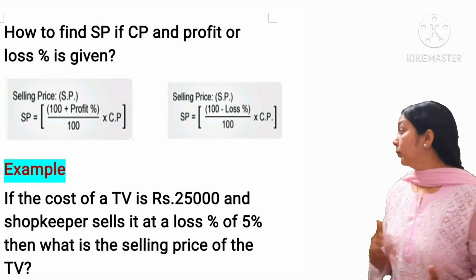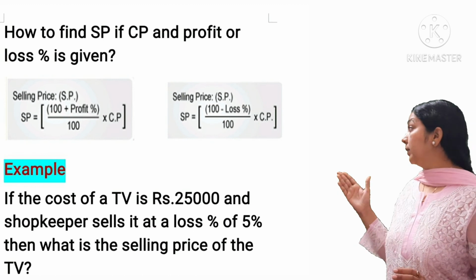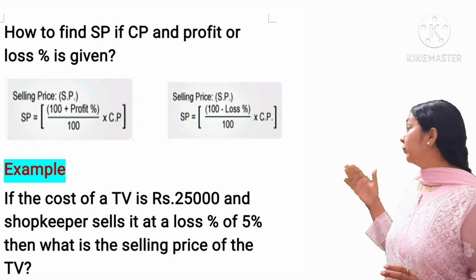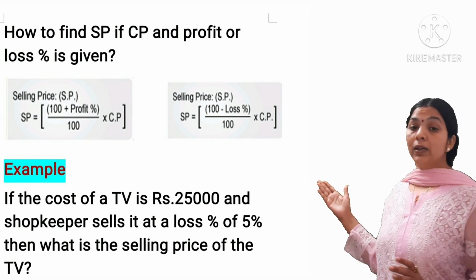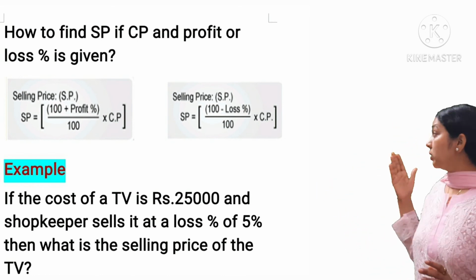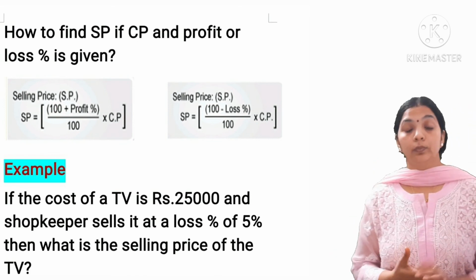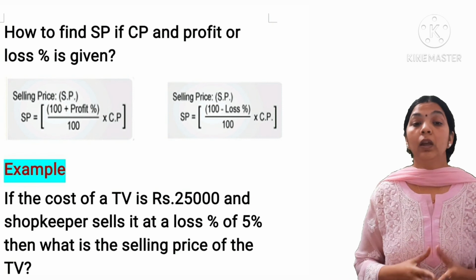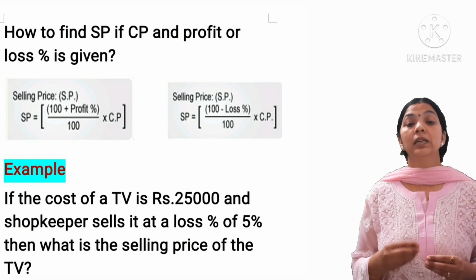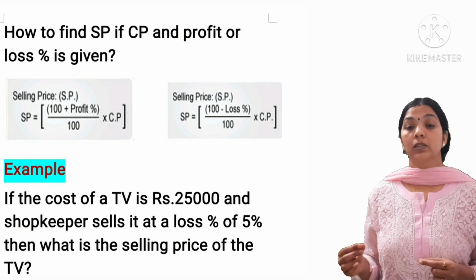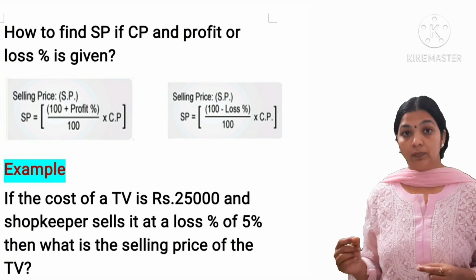So the formula for selling price is equal to (100 plus profit percentage) divided by 100 into cost price, and in case of loss, selling price is equal to (100 minus loss percentage) divided by 100 into cost price. So again, let's take an example. If the cost of a TV is 25,000 and the shopkeeper sells it at a loss percentage of 5%, then what is the selling price of the TV?